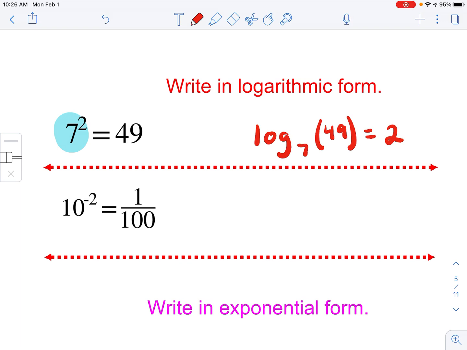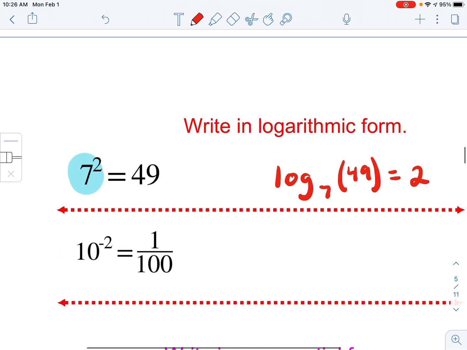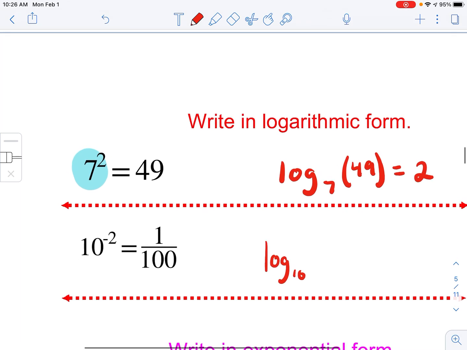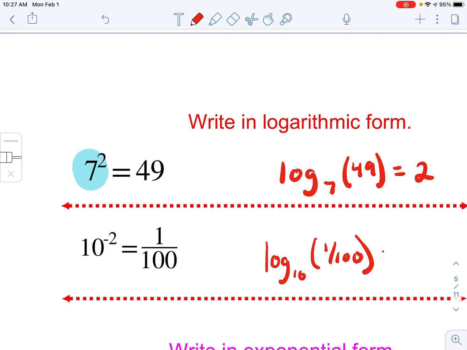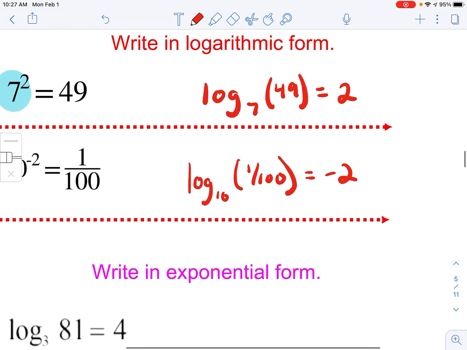Now, those parentheses might change from time to time. If it's variables, the parentheses might be dropped, but I like to use them, especially when there are numbers. Okay, so the next one: 10 to the negative 2nd power is equal to 1 over 100. Just because there's a negative doesn't change anything, and just because there's a fraction doesn't change anything. It's still going to be log base 10, my base in this case, of our answer is equal to our exponent. So log base 10 of 1 over 100 is equal to negative 2.